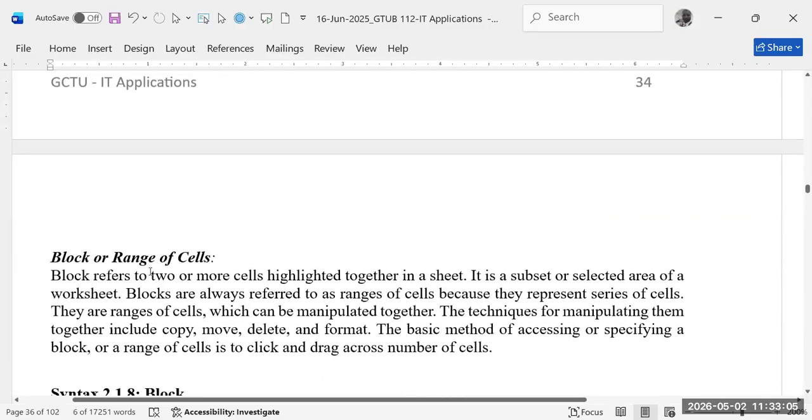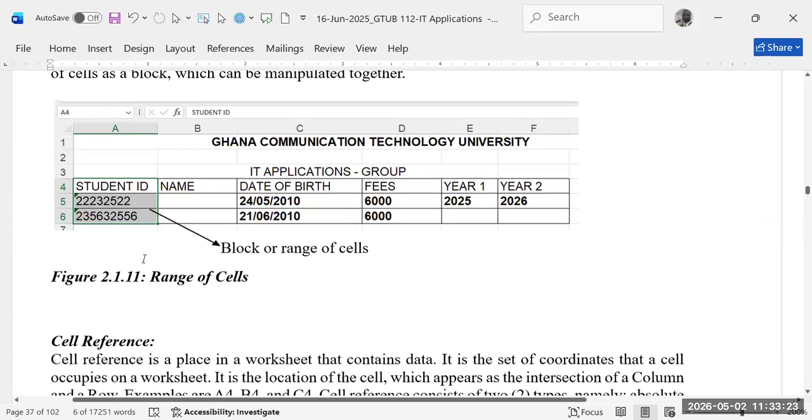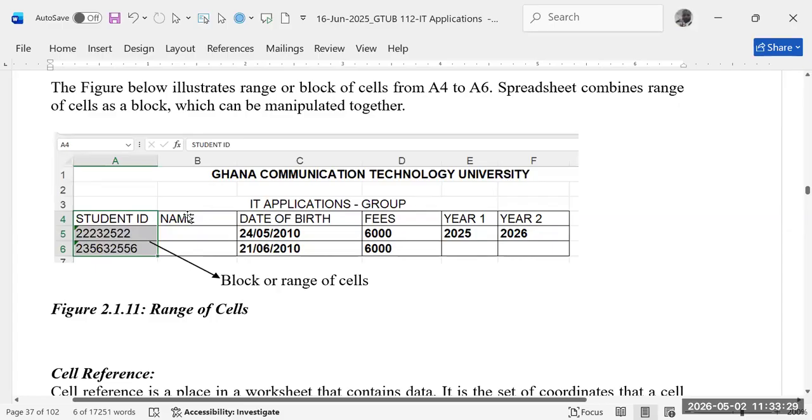And there's something called block or range of cells. In a spreadsheet, when you highlight two or more cells, we call them a block or range of cells, like this. So we highlighted this, that is called a block, and this block or range of cells can be formatted together. And we understand what is called a cell reference. For example, B4 is a cell reference. And the best way to perform calculation in a spreadsheet is to understand the cell reference. So if I'm here, I can say D5 plus D6, then it gives me the result here. That means this plus that will be added.